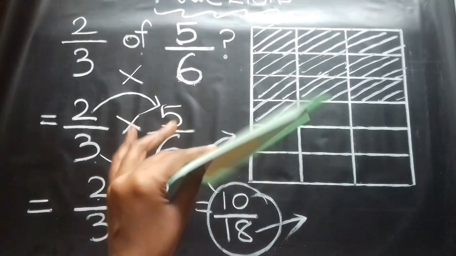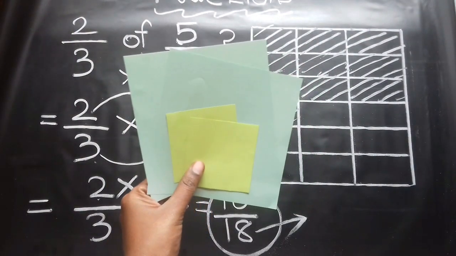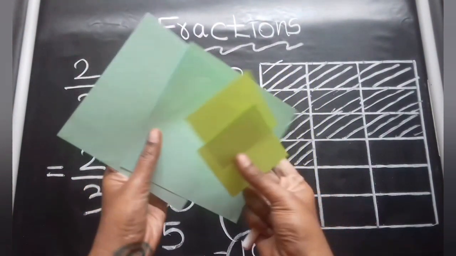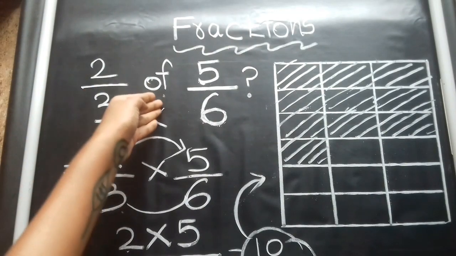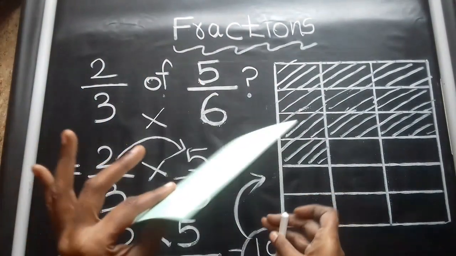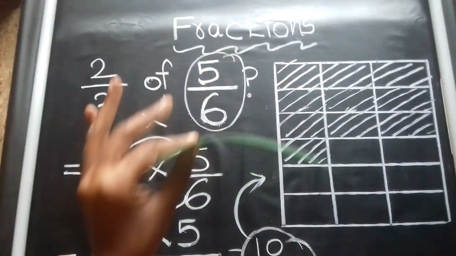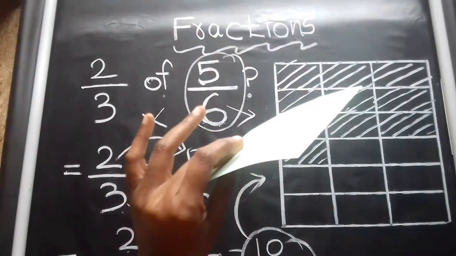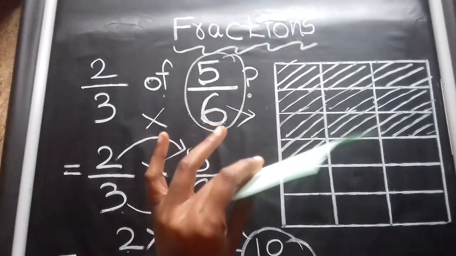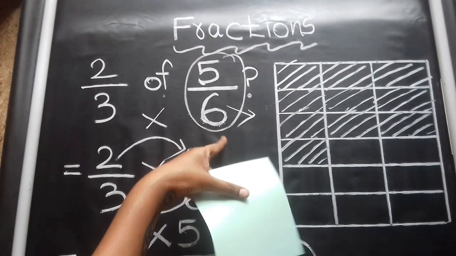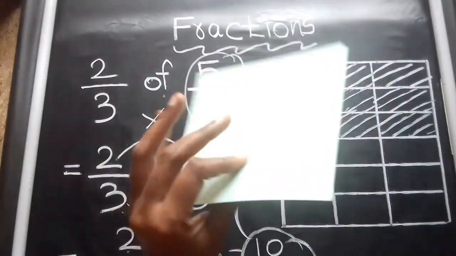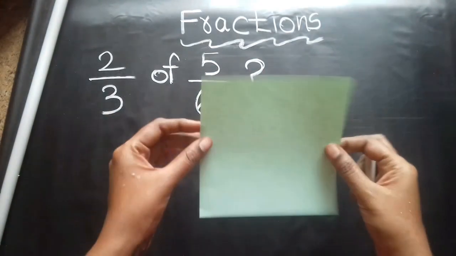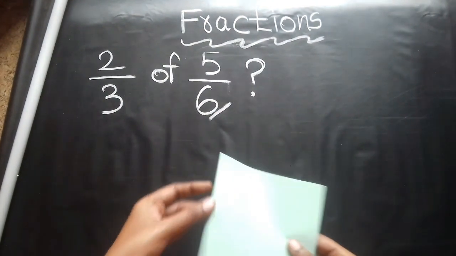Now we are going to do the same thing using square paper. Each square paper represents one whole. First one is 2 by 3 of 5 by 6. Now we are going to represent the fraction 5 by 6 in this square paper. The denominator 6 here represents how many equal parts the square paper needs to be divided. Here we have 6, so we are going to divide it into 6 equal parts. Now I am going to fold this square paper into 6 equal parts as the denominator represents the number 6.